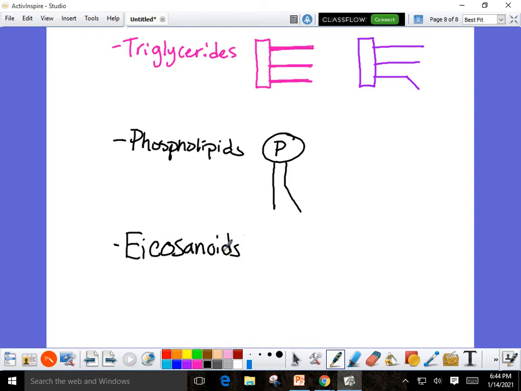Eicosanoids are fats that serve as hormone-like chemicals that signal cells to do different things. So they're important for things like blood clotting, childbirth, things like that. So it's another type of fat. And the last type, I think it's the last type we'll talk about, are steroids.